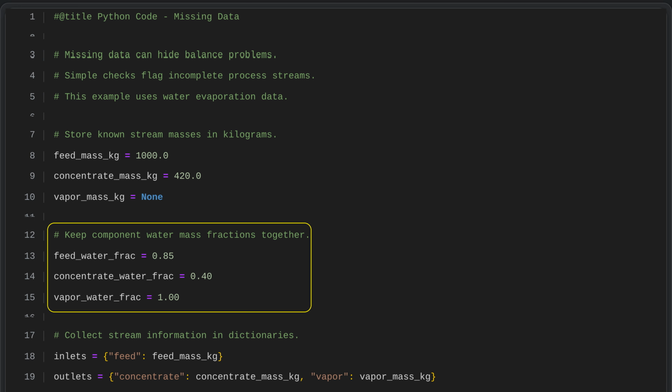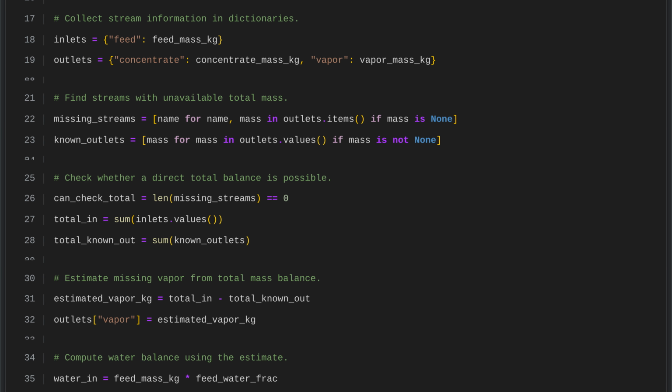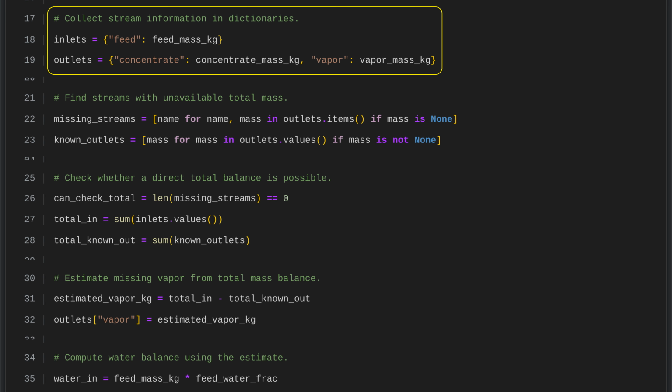The process defines water mass fractions for 3 streams to support the water balance. The feed is 85% water, the concentrate is 40% water, and the vapor is entirely water. The stream data is organized into 2 dictionaries, one for inlet masses and one for outlet masses. The feed and concentrate masses are known, while the vapor mass is left unknown for now. This structure makes the stream information easy to access and use in later calculations.